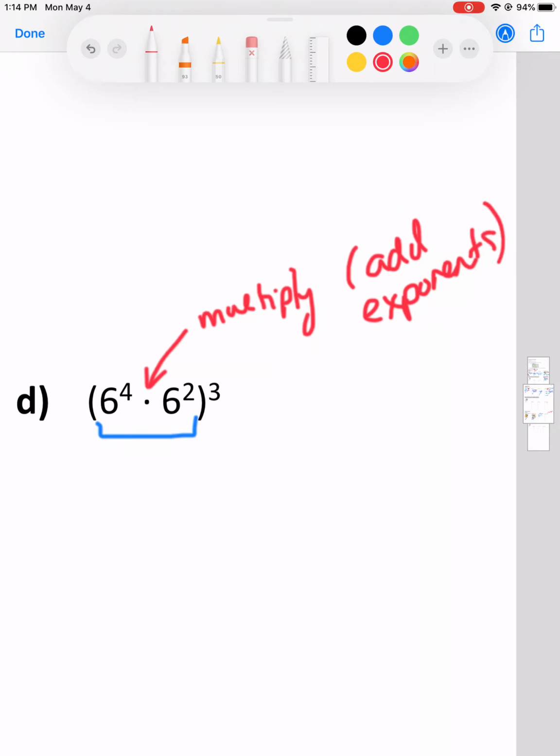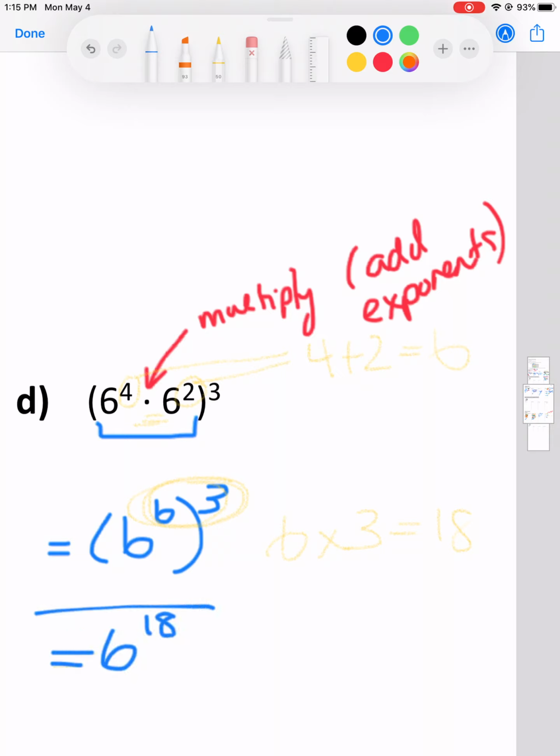Yeah? So that means we're going to have 6 to the power of 4 plus 2, which is equal to 6, right? Because this is a multiply sign in there. So 6 to the power of 6. I'm not done with that 3 yet, so I have to add that 3 in there. Now we have a power of a power. So now we multiply those two. 6 times 3 is 18. 6 to the power of 18.